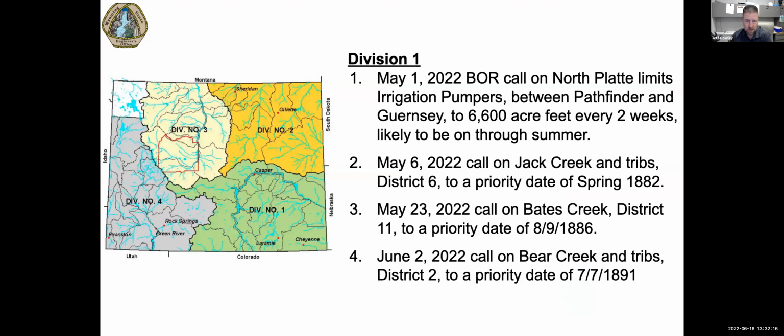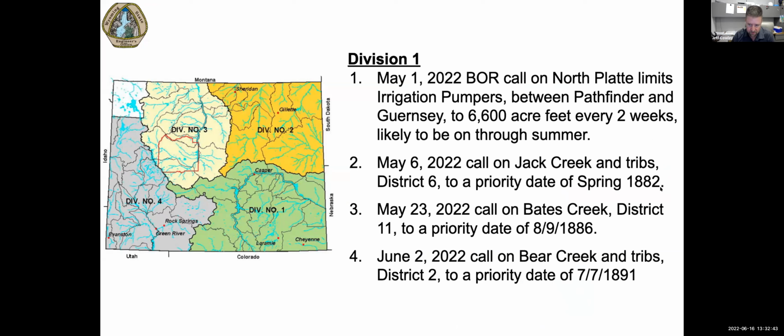In Division 1, we still have the call for people who pump from the main stem of the river. And you can see here it's a 6,600 acre feet limitation every 2 weeks. That's something Wyoming does internally, measures that and reports out. The second call is on Jack Creek, which is in District 6, which is above Seminole, give or take around Saratoga.